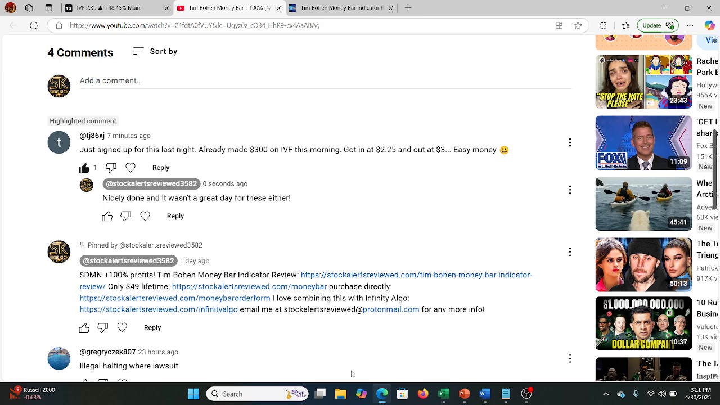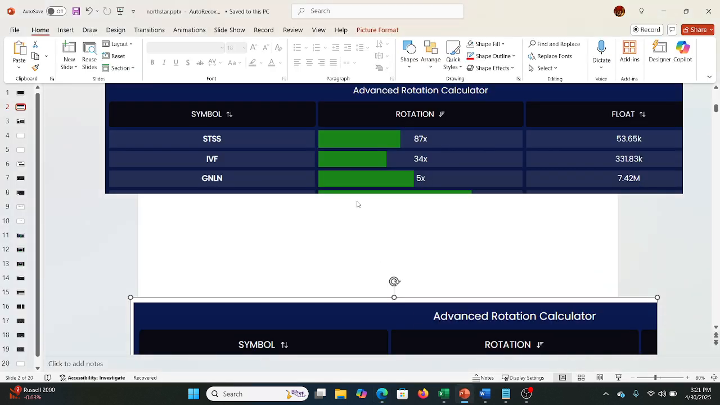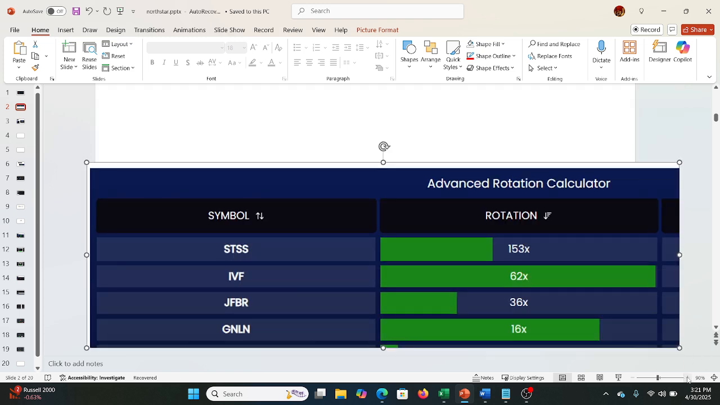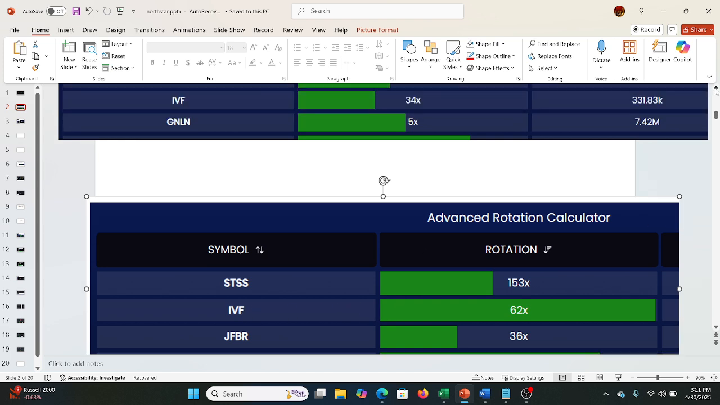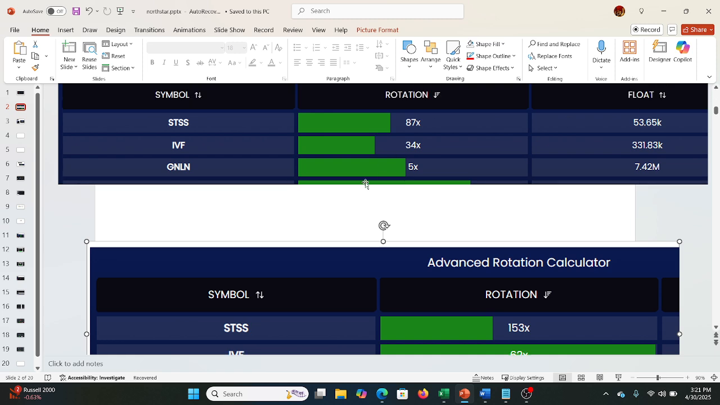So when I woke up this morning, I looked at the Money Bar indicator and I saw the top three, which is right here, were STTS, IVF and this one, GFPR. I immediately identified IVF as being the most likely candidate for a potential trade on here. And that was for a couple of reasons.